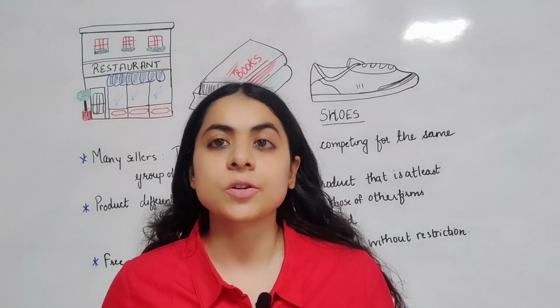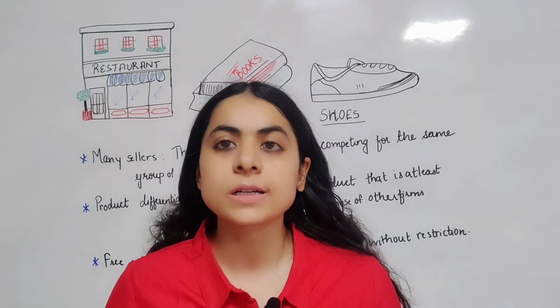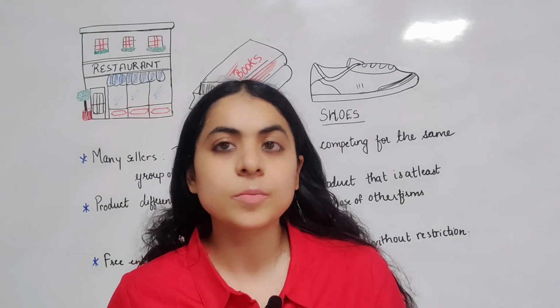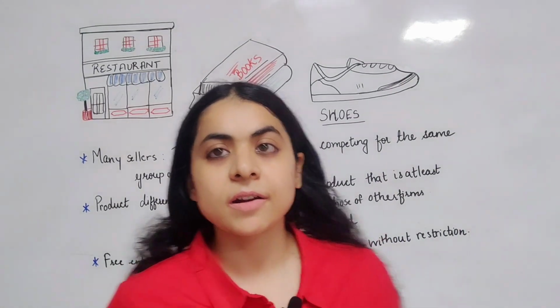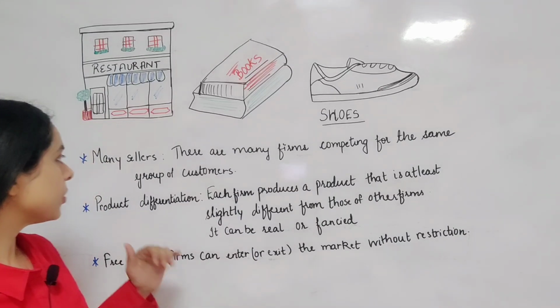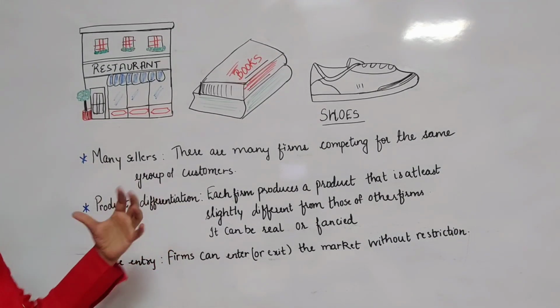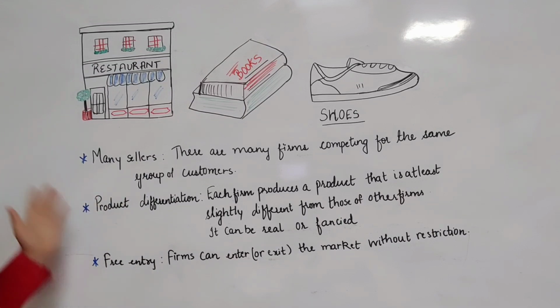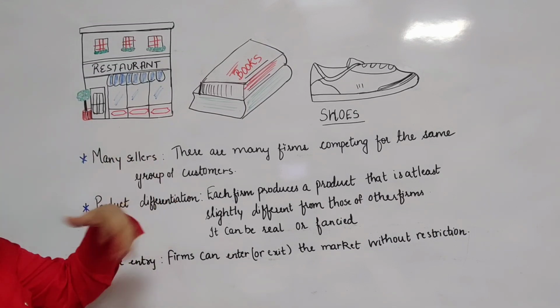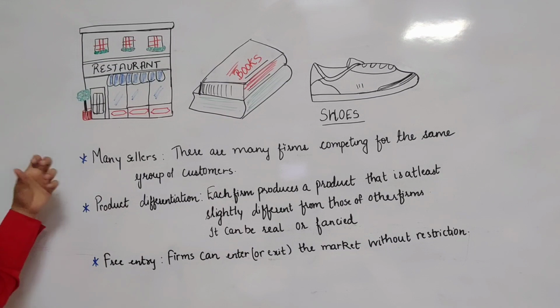Monopolistic competition is a market structure in which many firms sell products that are similar but not identical. Here are some of the attributes of monopolistic competition. There are many sellers, many firms competing for the same group of customers. Here are some examples like books, shoes, then we have restaurants.